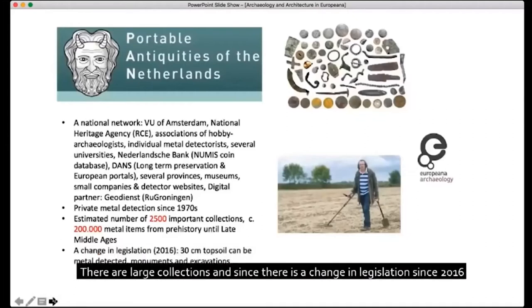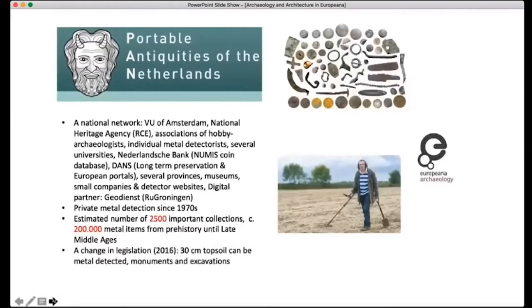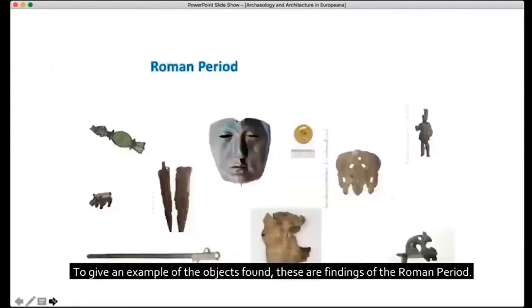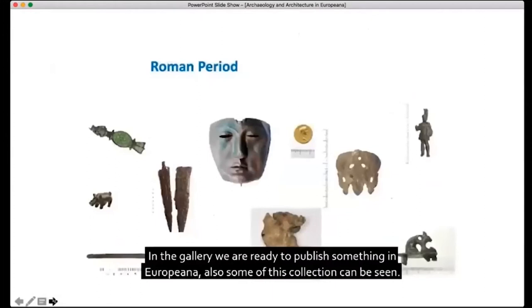So there are large collections, and since there's a change in legislation in 2016, it's allowed to look into the 30 centimeters of topsoil by metal detectorists. And monuments and excavations are not allowed to be searched. To give you an example of the objects found, these are, for instance, finds from the Roman period. And in the gallery, we are ready to publish in Europeana. Something will also be seen from this collection.